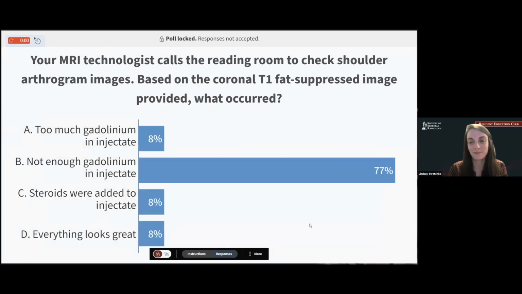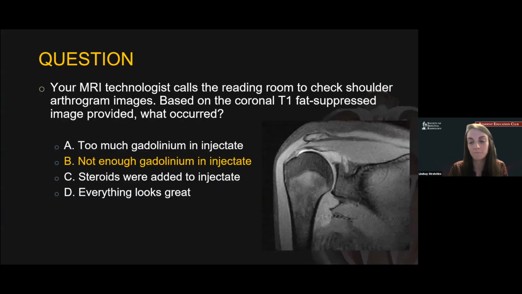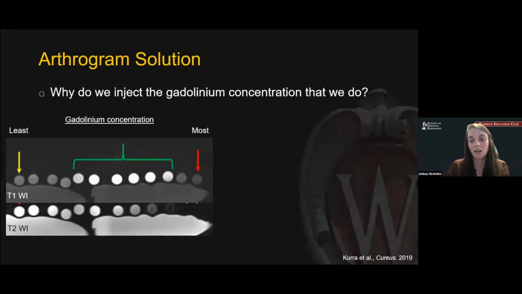All right, we led you with our first one. So great, this is a case of not enough gadolinium in the injectate. Not to go over too much of the physics of arthrogram solutions, I found some nice examples of why we inject the gadolinium concentration that we do.